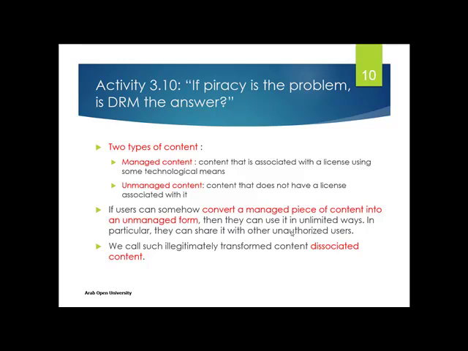We have two types of content: managed content, where the content is associated with a license using some technological means, and unmanaged content, where the content does not have a license. If we somehow are capable of converting a managed piece of content into unmanaged content, we can say that we broke the DRM. This content that is illegitimately transformed is called dissociated content, which means managed content converted to unmanaged.